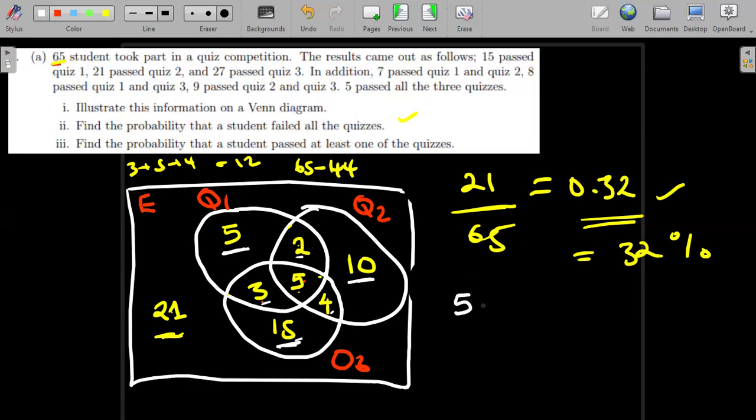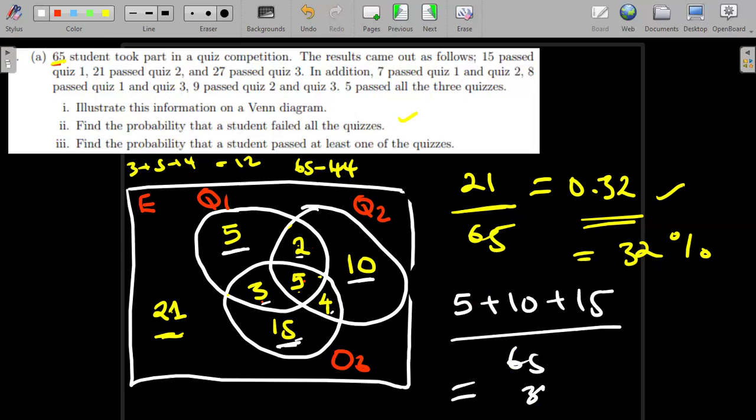So we have 5 plus 10 plus 15. When we add these numbers here, we then have to divide over the total number, which is 65. So these at least passed one of the quizzes. That is 10 plus 5 plus 15. That will be 30 over 65. And this gives us 0.46. So yeah, these at least passed one quiz. So this is how you answer this question.